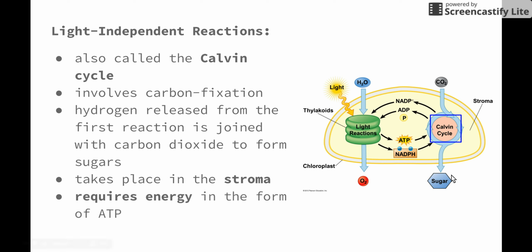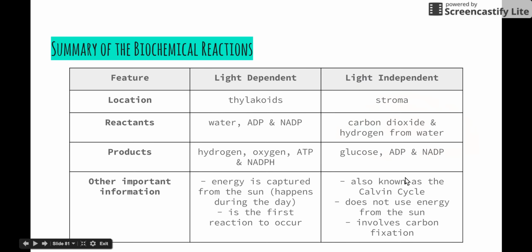So this part of the reaction requires ATP. So if we didn't have cellular respiration taking place at the same time in plants and creating the ATP, then we wouldn't have the end product of photosynthesis being able to be created as well.